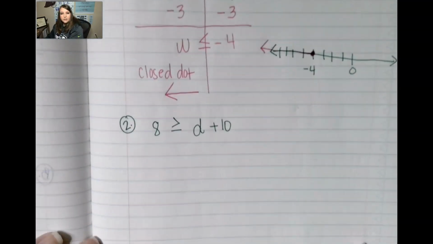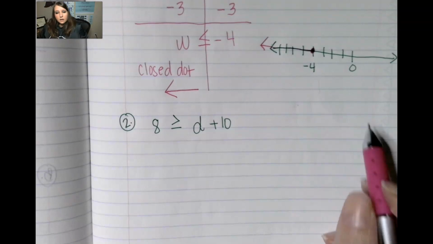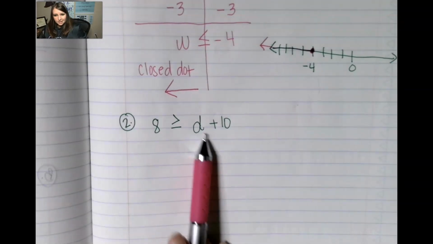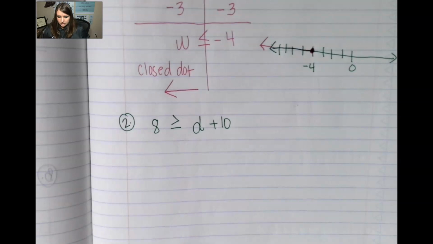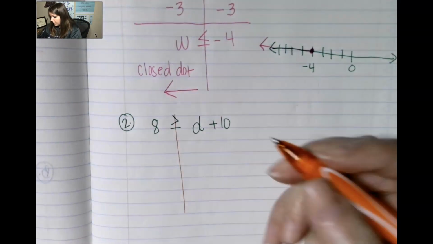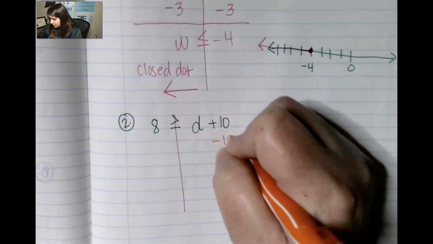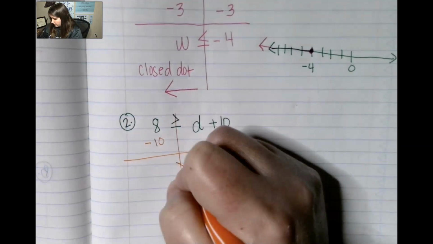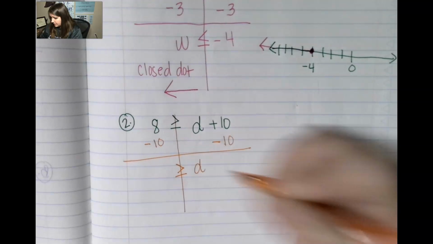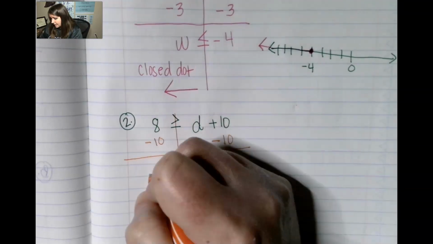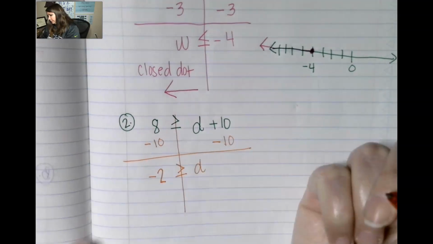Okay, next one. We have 8 is greater than or equal to D plus 10. Draw our balance line. We're going to go ahead and solve. We have negative 10. We're going to do negative 10 over here. So we get D by itself. 8 minus 10 gives us negative 2.